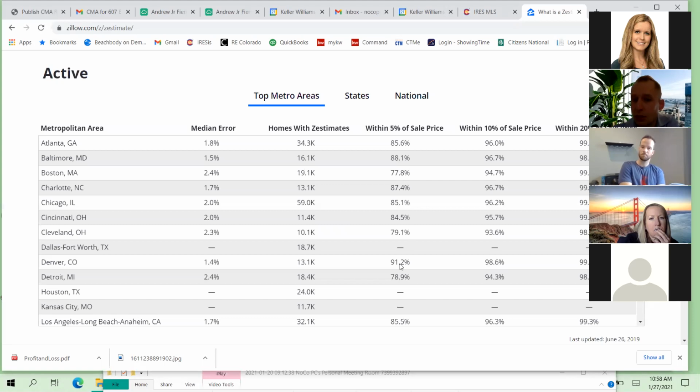So let me ask you, are you willing to go with someone who's off by at least 9% and within 5% of the sales price? You just want to show them these statistics right here. Within 5% of the sales price, right? 5%, that's a large number on 800,000.